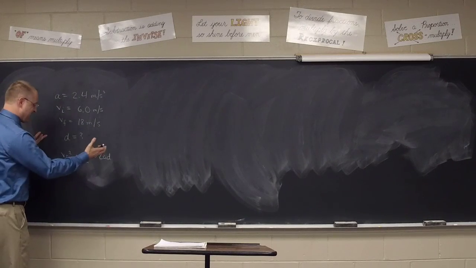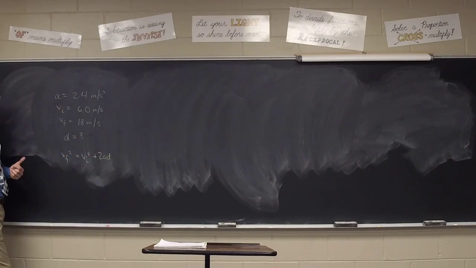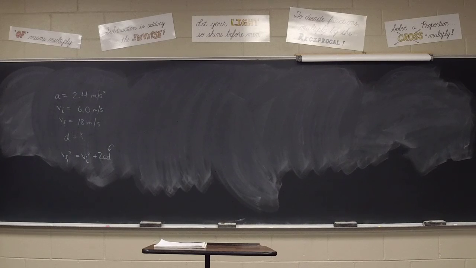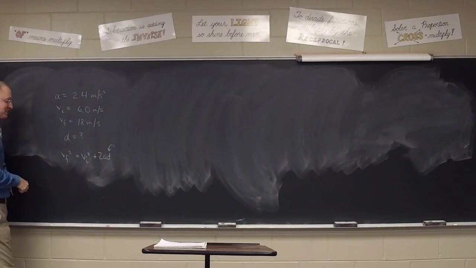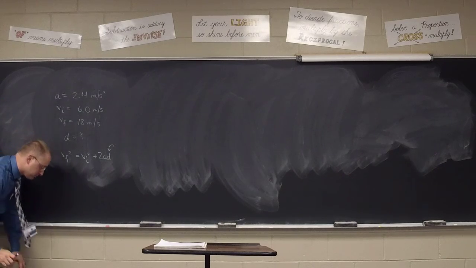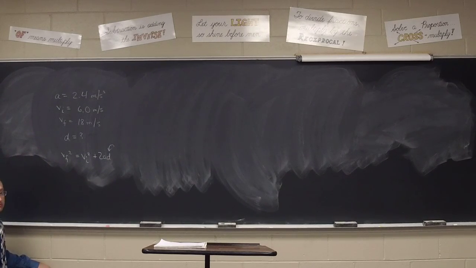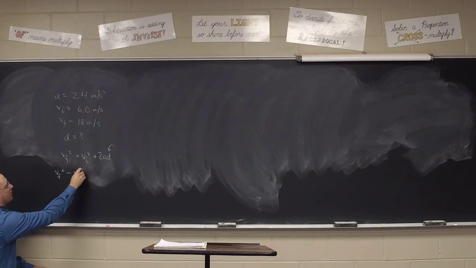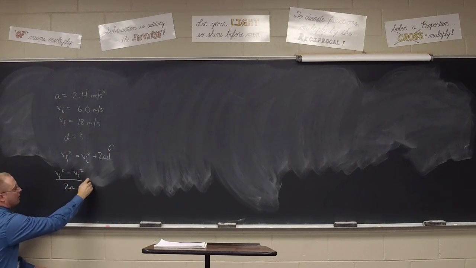But yeah, so we are solving once again, like we did for the last problem, for the displacement. Okay, Kendall, here we go. You said you messed it up in the homework. You're going to get it right this time. What do we get for the d by itself? V sub f squared minus v sub i squared, over 2a, equals d.